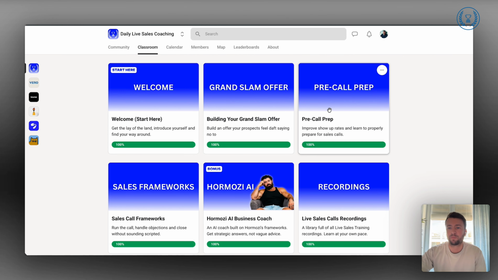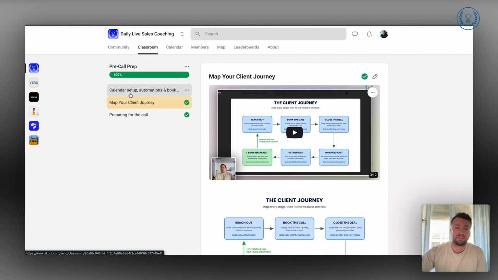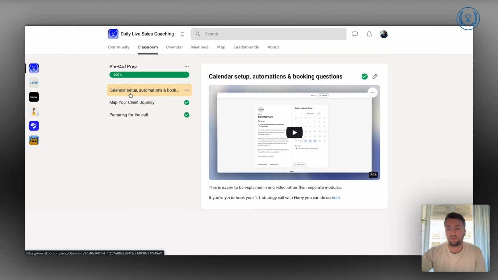The next thing we'll look at is your pre-call prep. This is extremely important, and we know a lot of people tend to overlook this. It's things as basic as setting up your calendar automations and booking questions. So when people book a time with you, you're able to uncover a little bit more information before the call about perhaps areas they're struggling with, what they're looking to achieve from the call, and also where they're at as a business owner or as a prospect for you as well.